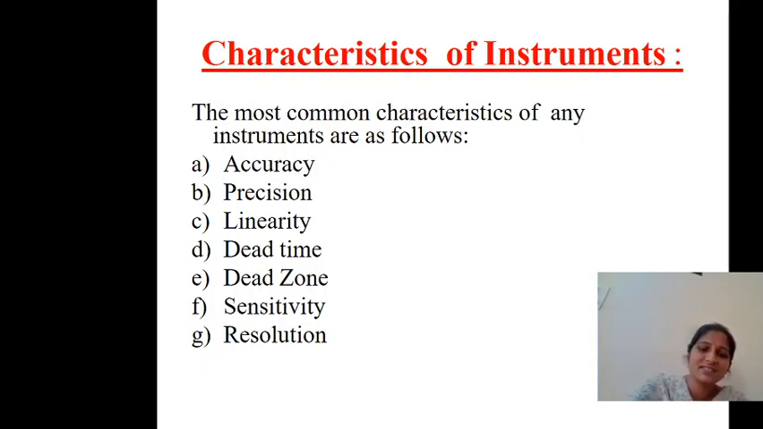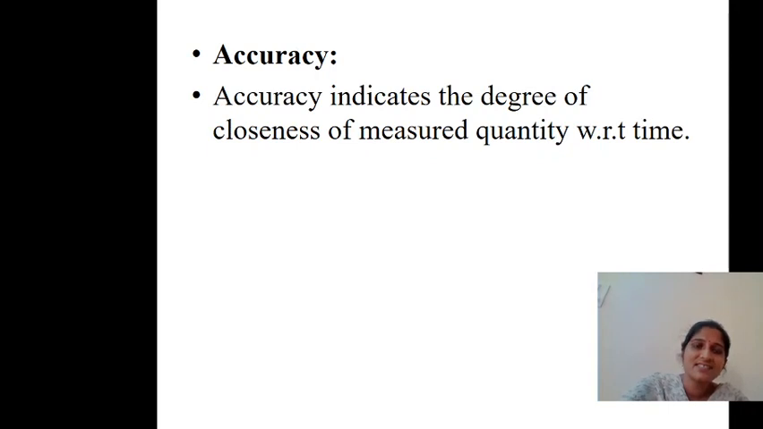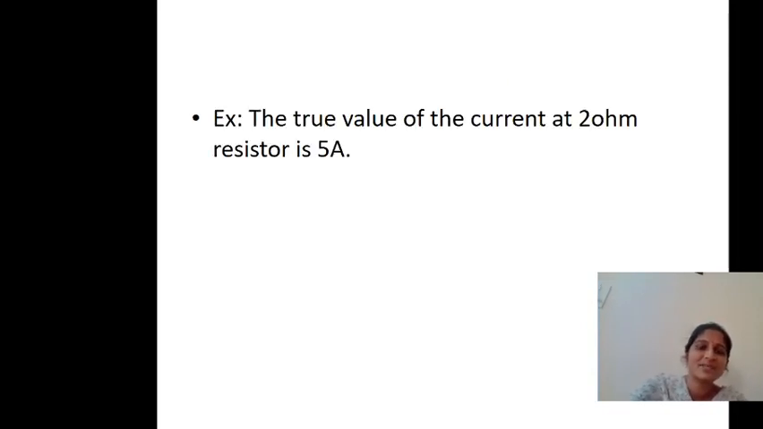First one, accuracy. What is accuracy? You need to choose an instrument which is more accurate. Accuracy indicates the degree of closeness. The instrument which is close to the real value is called accurate. This can be explained by using one example here.